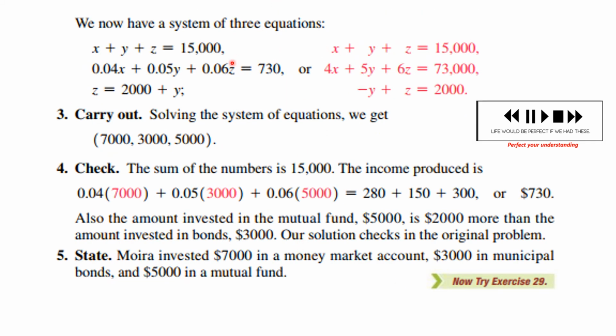So here are the three equations in three unknowns, and we can solve these exactly as we did the other problems. I encourage you to perfect your understanding by doing this, but you'll get 7,000, 3,000, and 5,000. So those are the answers, and we describe it here, what she invested where, and I encourage you to test your understanding further by trying this exercise.